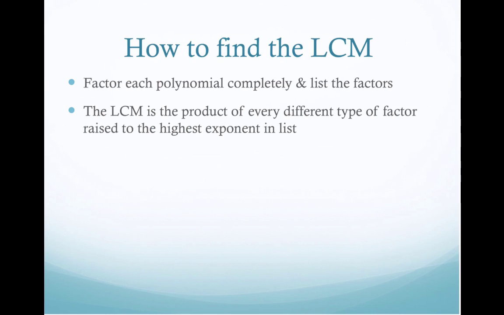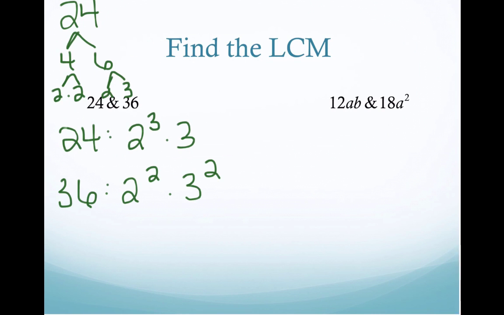If we go back to the directions, the least common multiple is the product of every different type of factor raised to the highest exponent. So my least common multiple here would be 2 to the third times 3 squared. That's 8 times 9, which is 72.